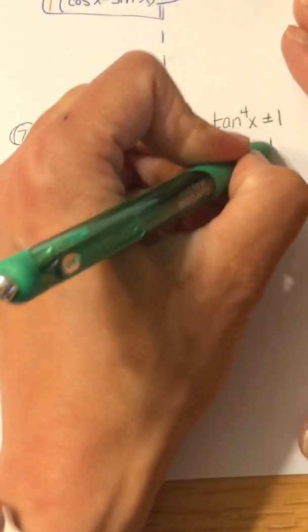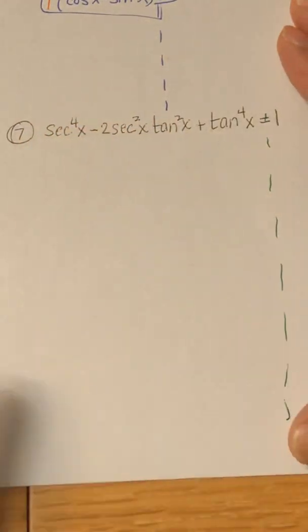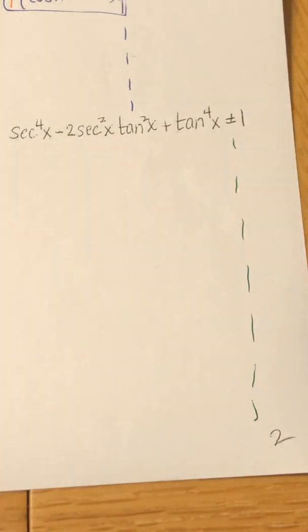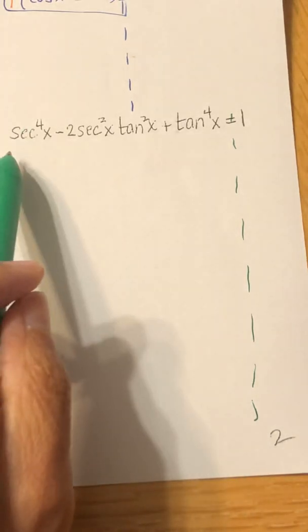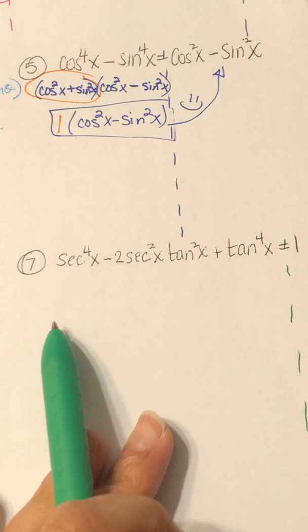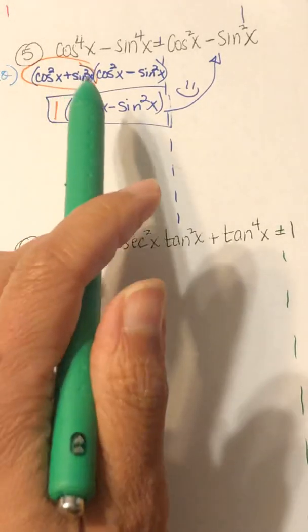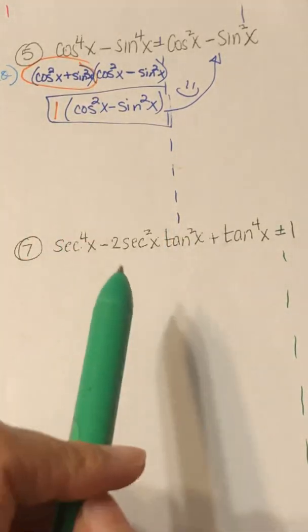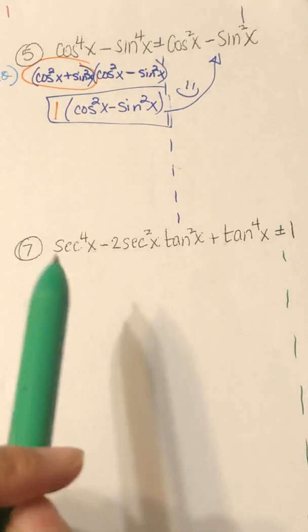All right, so this one equals 1. So we're going to work on the left-hand side, obviously, because there won't be a lot to do with a 1. And so now number 7 and number 5 kind of have the same feel to it because we had to factor number 5 to prove this one. We're also going to need to factor number 7.